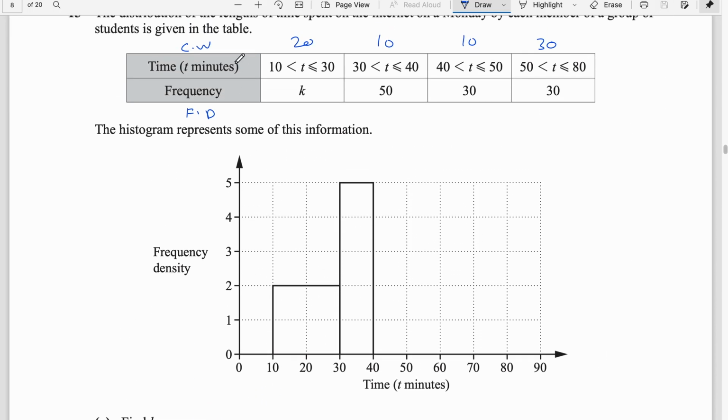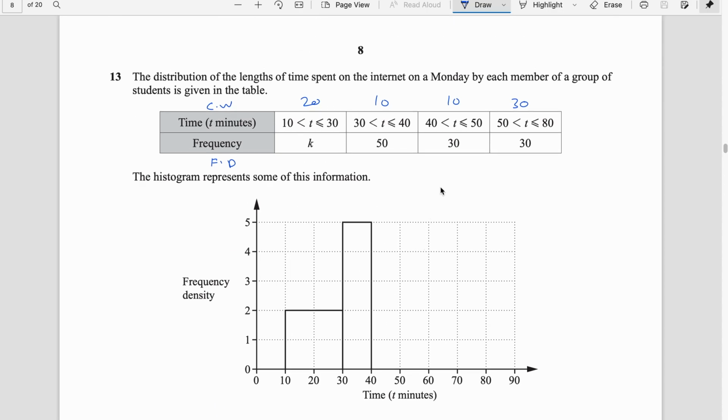Then it says complete the histogram. To complete the histogram, the first two are already done. The frequency density is frequency divided by class width. So it is a height of 3 from 40 to 50. Use a lead pencil only. Height of 1 from 50 to 80.